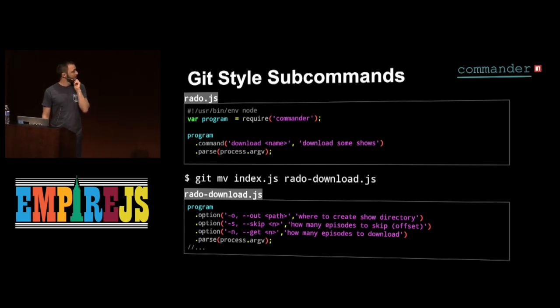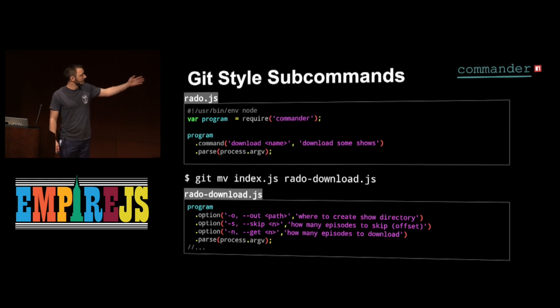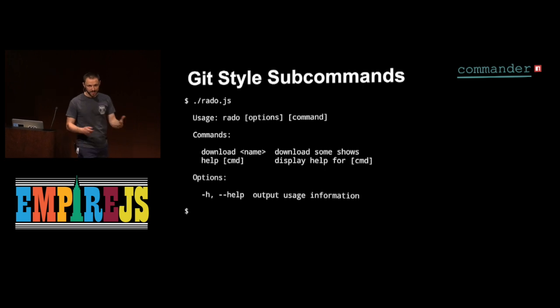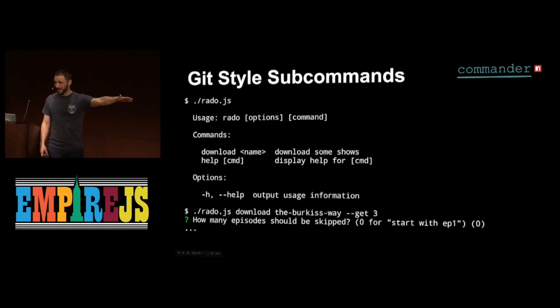And now we are using the Commander API, which, as you can see, is very different. It's easier to read, and it's also kind of auto-magical because you just put the name of your aliases, the name of your switches, and it does everything for you. So that's great. So now we have our replatforming done. You run rado.js now, and you can see it doesn't do anything by itself, it just outputs the available commands. And then you run rado download, the Berkus way get 3, we get our prompt for how many should be skipped, so we see this is running as it was running before.